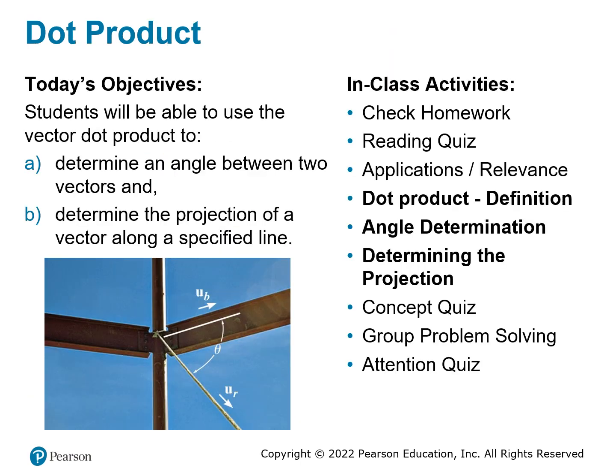So the objectives are to determine an angle between two vectors, and we are going to use that information to determine the projection of a vector along a specific line. Let's look at what this is about.